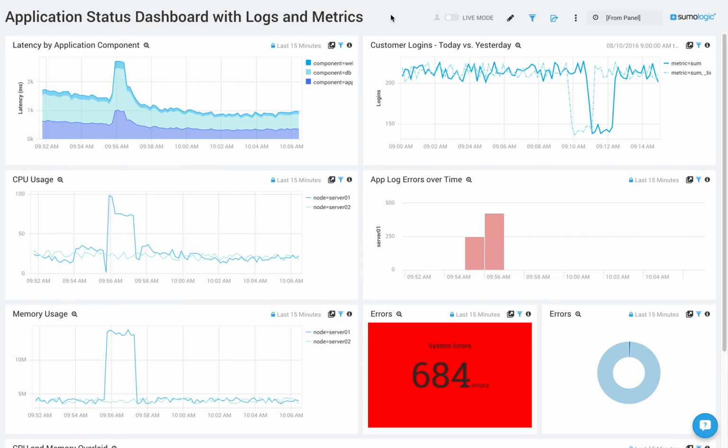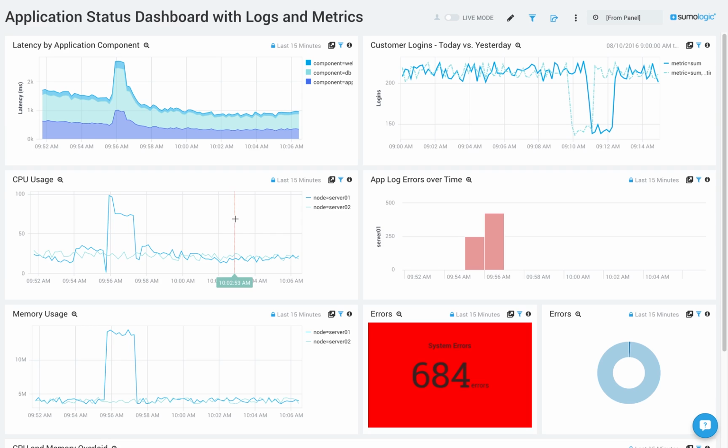So what we're looking at here is the application status dashboard that includes both logs and metrics. On the left here, we see the latency across different components of my application. And on the right, we see customer logins. Both of these are important business metrics that I want to track over time.